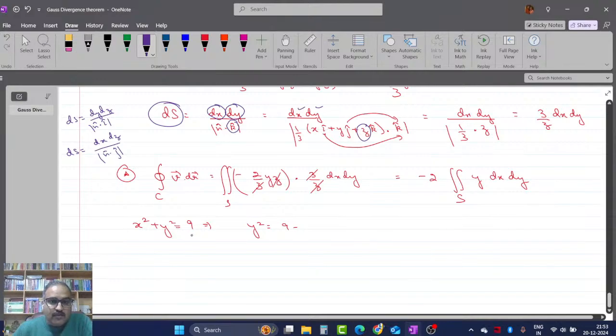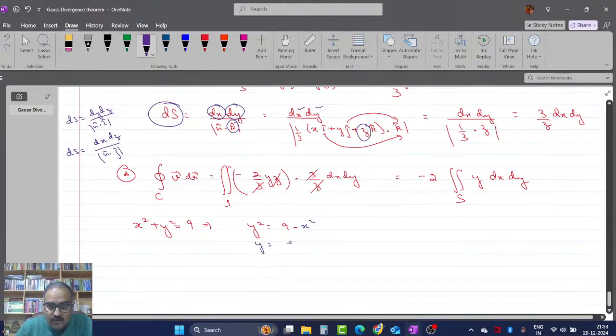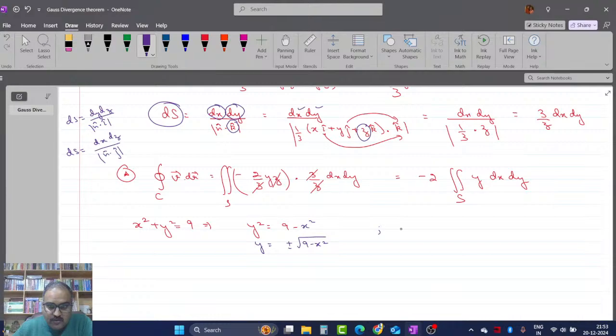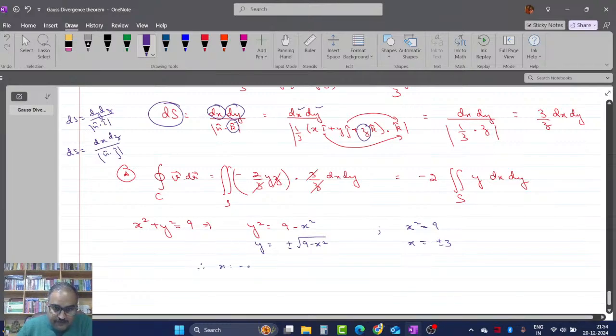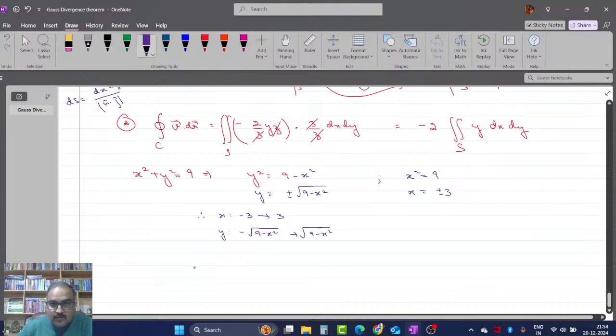x square plus y square is equal to 9, that means y square is equal to 9 minus x square, y is equal to plus minus root of 9 minus x square. y की वैल्यू निकाली तो इसका मतलब x की वैल्यू निकालनी है. x square is equal to 9, that means x is equal to plus minus 3. तो इसका मतलब मेरे पास यहाँ पे x minus 3 to positive 3, y की वैल्यू minus root of 9 minus x square से लेकर positive root of 9 minus x square तक जाएगा. ठीक है, तो आपने जस्ट यहाँ पे लिमिट substitute करनी है.